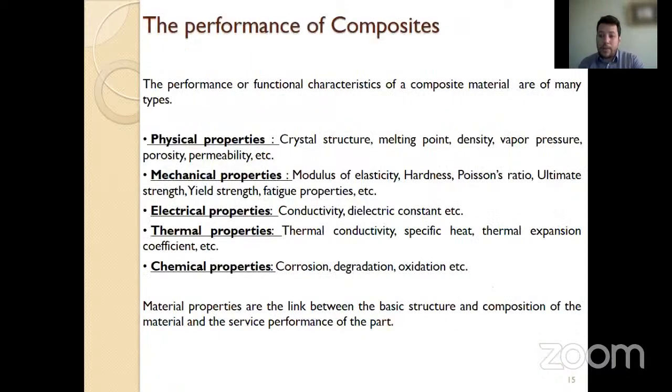And now we will talk a little bit about the performance of these composite materials. The performance or functional characteristics of composite materials are of many types. They have physical properties such as crystal structure, melting point, density, vapor pressure, porosity, or permeability. We have also mechanical properties like modulus of elasticity, hardness, Poisson's ratio, ultimate strength, yield strength, fatigue properties, and so on. We have also electrical properties like conductivity and the dielectric constant. Also, they have thermal properties like thermal conductivity, specific heat, and thermal expansion coefficients. And finally, they have chemical properties such as corrosion, degradation, and oxidation.